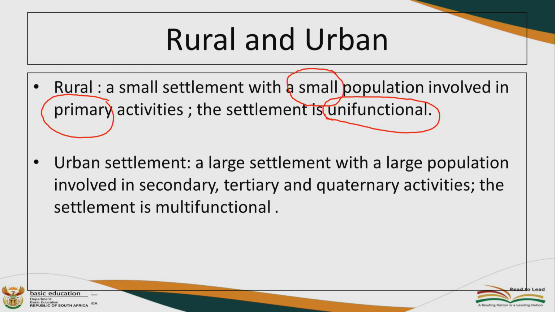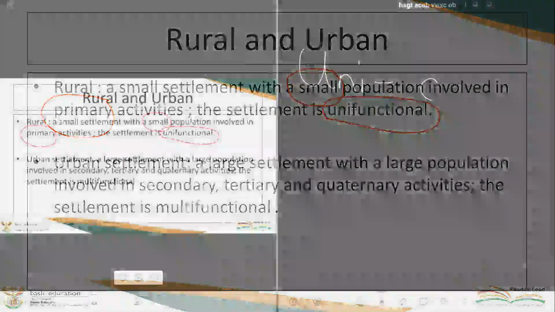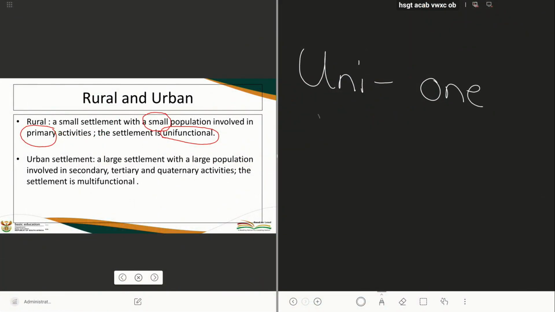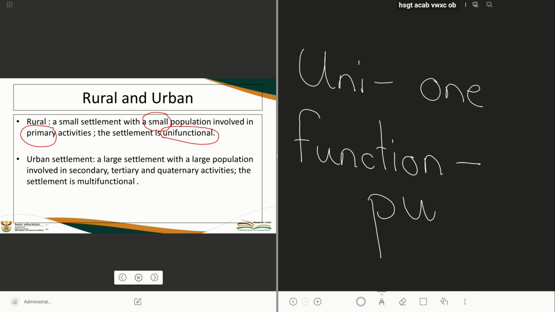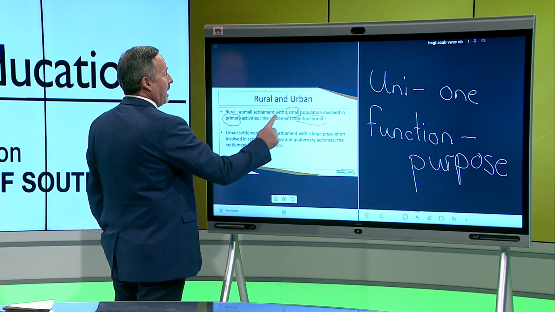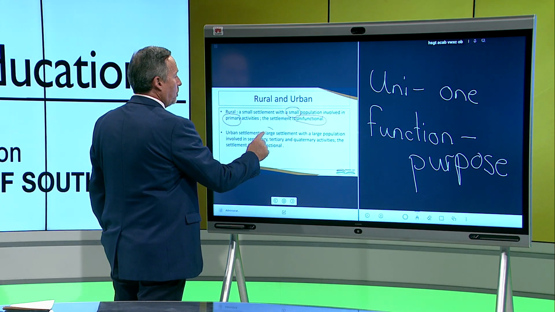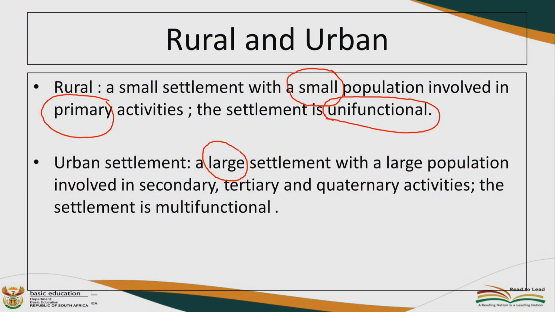Uni stands for one, and the function of a settlement is the purpose of that settlement. Purpose, what is it there for? Why is it built? In terms of urban settlements, again, have a look at the small compared to the large. Have a look at the function or economic activities, those three that I mentioned earlier.